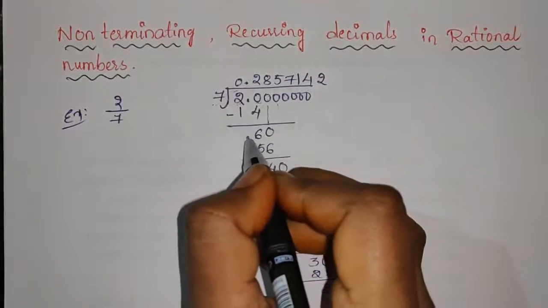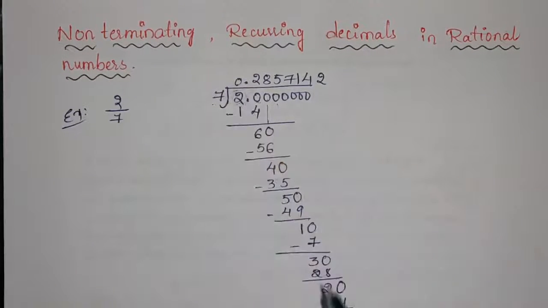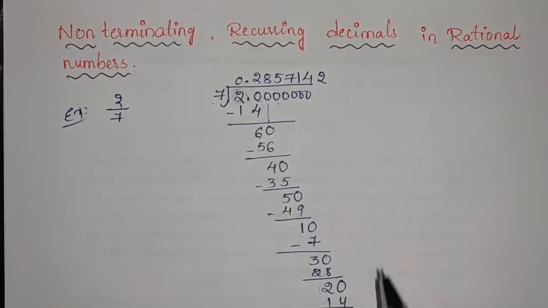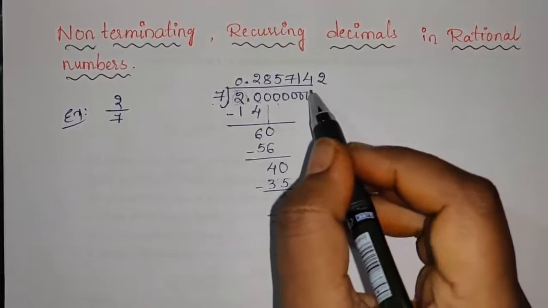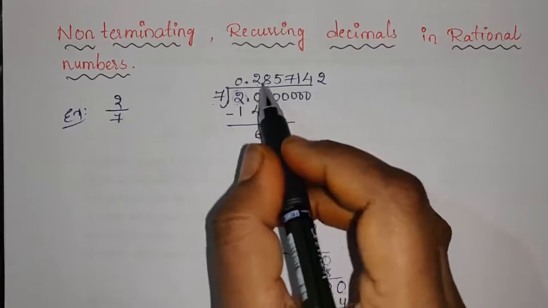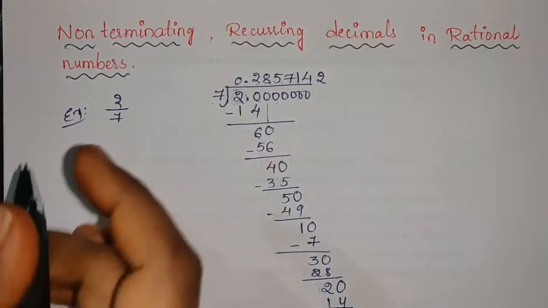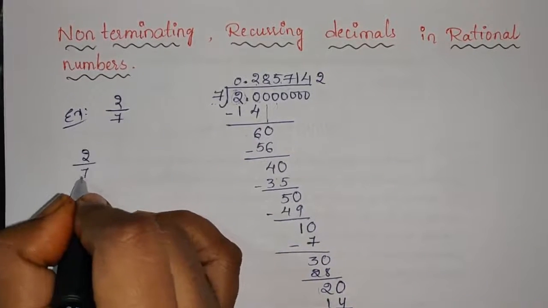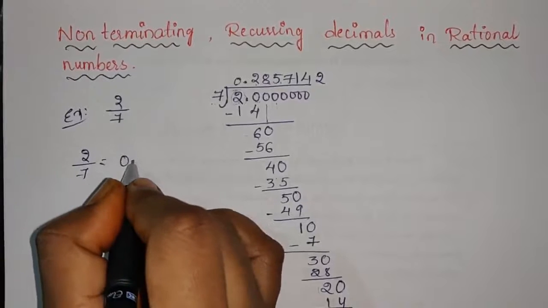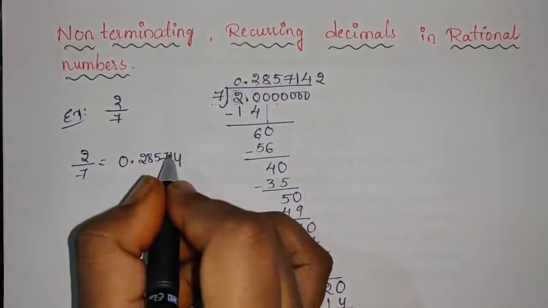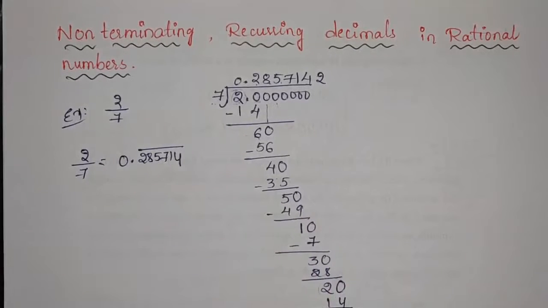So here at the first we have 2. Here also we are getting 2. The next is 6. Next is 6. So after this the remaining terms are repeating. Means 2 8 5 7 1 4 is repeating always. Okay. So from this what we can say, the 2 by 7 can be written as 0.285714 bar, because it is repeating, so we can take the bar.